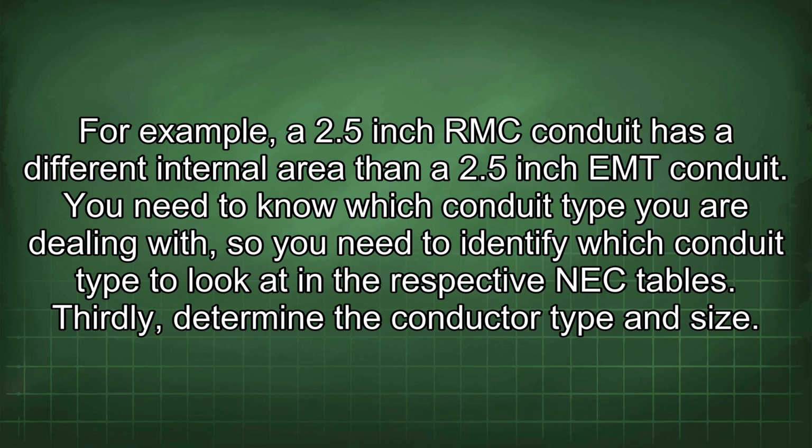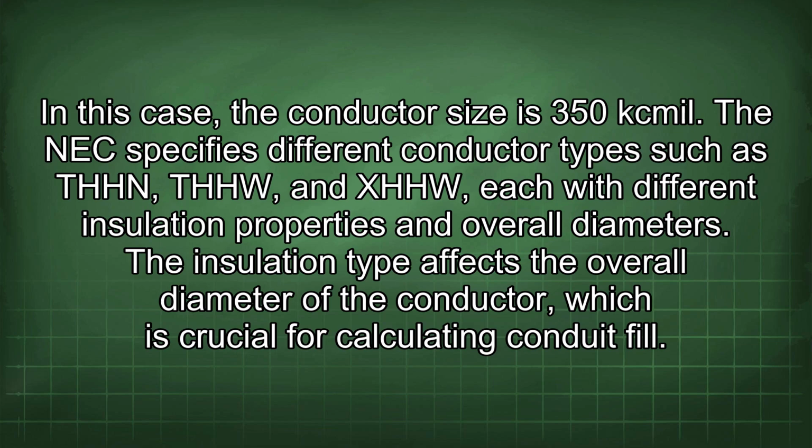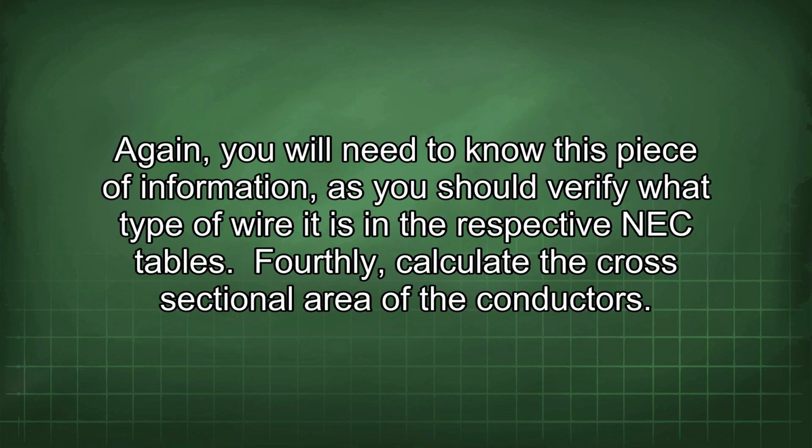You need to know which conduit type you are dealing with, so you need to identify which conduit type to look at in their respective NEC tables. Thirdly, determine the conductor type and size. In this case, the conductor size is 350 kcmil. The NEC specifies different conductor types such as THHN, THHW, and XHHW, each with different insulation properties and overall diameters. The insulation type affects the overall diameter of the conductor, which is crucial for calculating conduit fill. Again, you will need to know this piece of information, as you should verify what type of wire it is in the respective NEC tables.